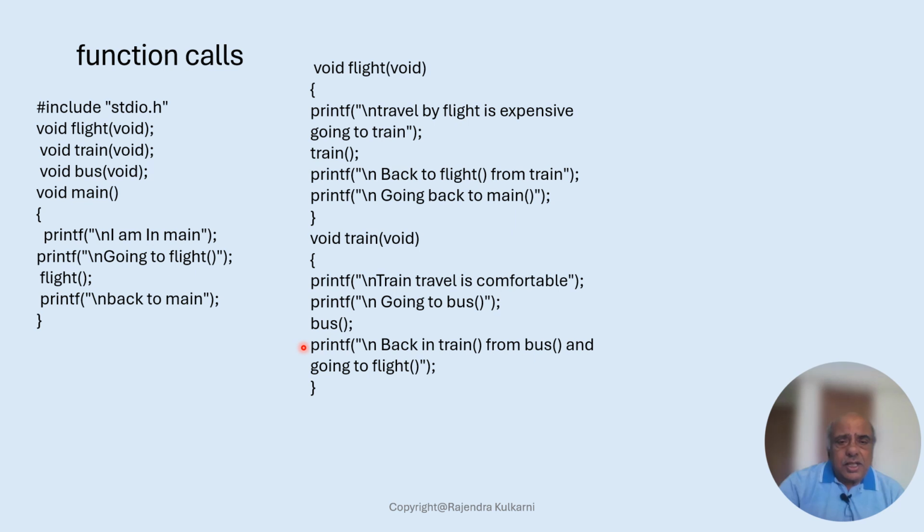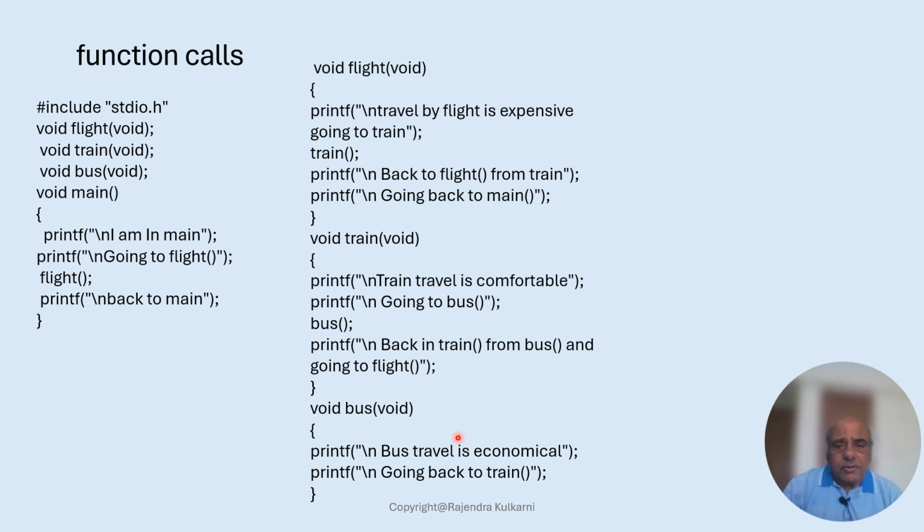In bus function, after the call to bus function, another printf statement: back to train from bus and going to flight. In the bus function, what we have is only two statements, both printf statements. First is bus travel is economical, and then going back to train. So how will this whole program work?